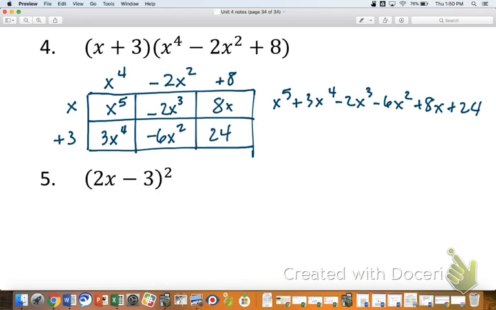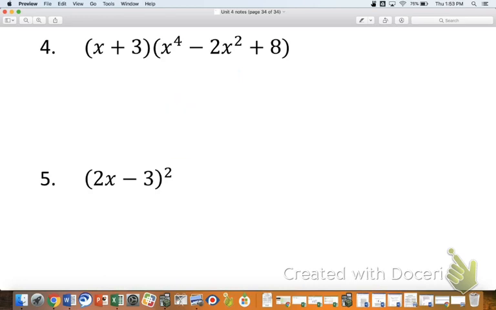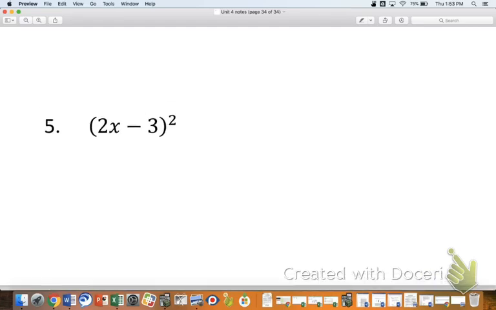Any questions so far? Is this going all right? You seem like you're doing pretty good. The last one I'd like to do with you, but I want you guys to help me out, because number 5 says (2x minus 3) squared.